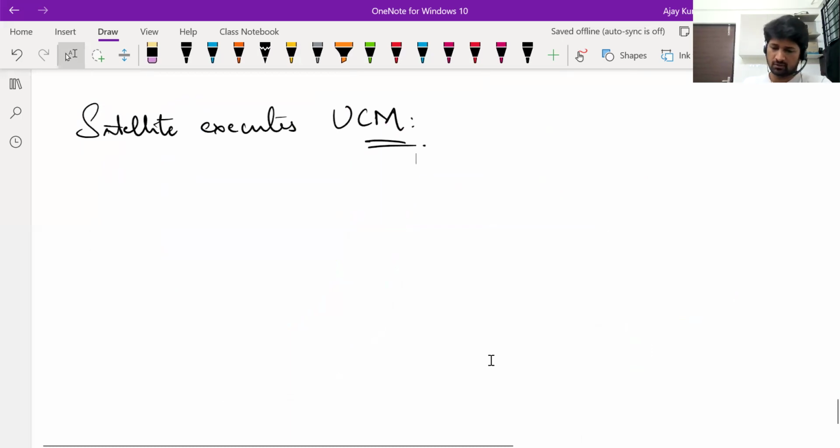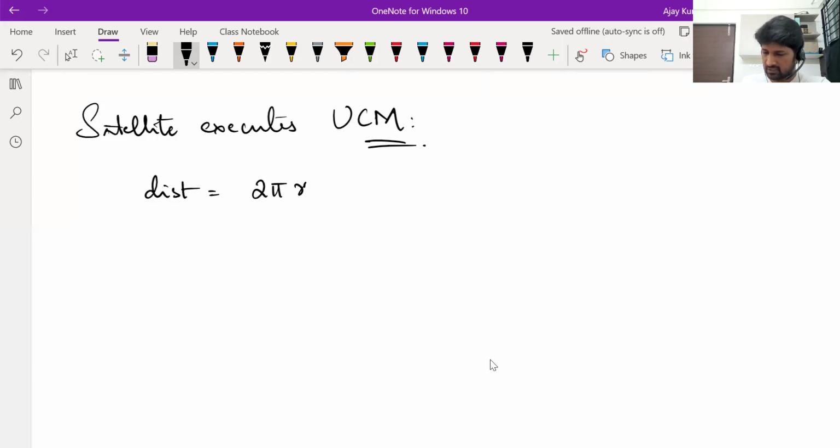So we have just discussed that it executes uniform circular motion. Now, to complete a circle, the distance that the satellite has to travel is the circumference of the circle, 2 pi x. And the speed with which the satellite travels is the orbital speed, which is under root GM by x. We just derived that. And if you know distance and speed, you can tell the time it takes to complete one revolution. Therefore, time period of revolution of a satellite.